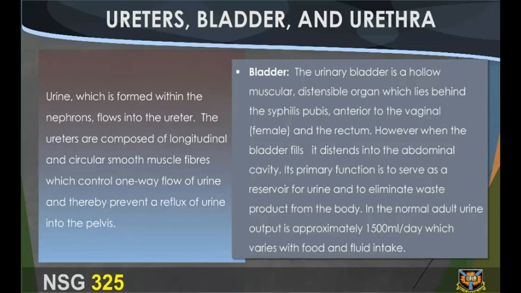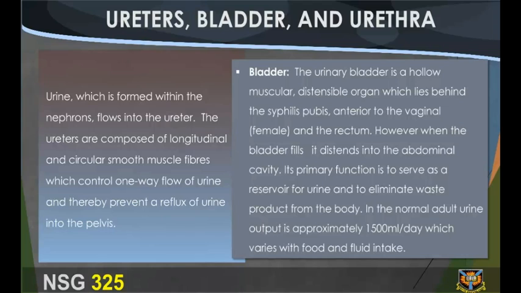Urine, which is formed within the nephrons, flows into the ureter. The ureters are composed of longitudinal and circular smooth muscle fibers, which control one-way flow of urine and thereby prevent a reflux of urine into the pelvis.